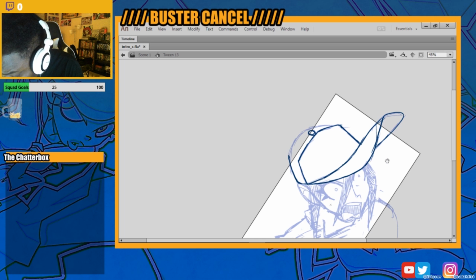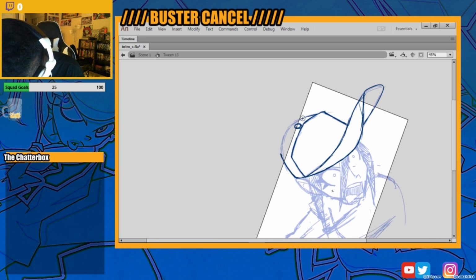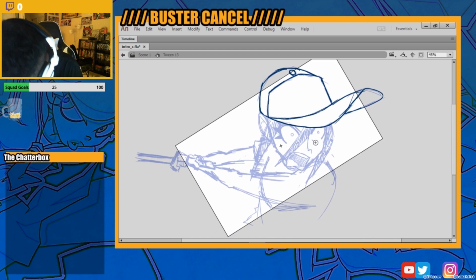I've been using Flash for maybe over 10 years? I don't even know. Yeah, I guess it's been over 10 years. Flash will definitely get the job done. I'm not knocking Flash too much.